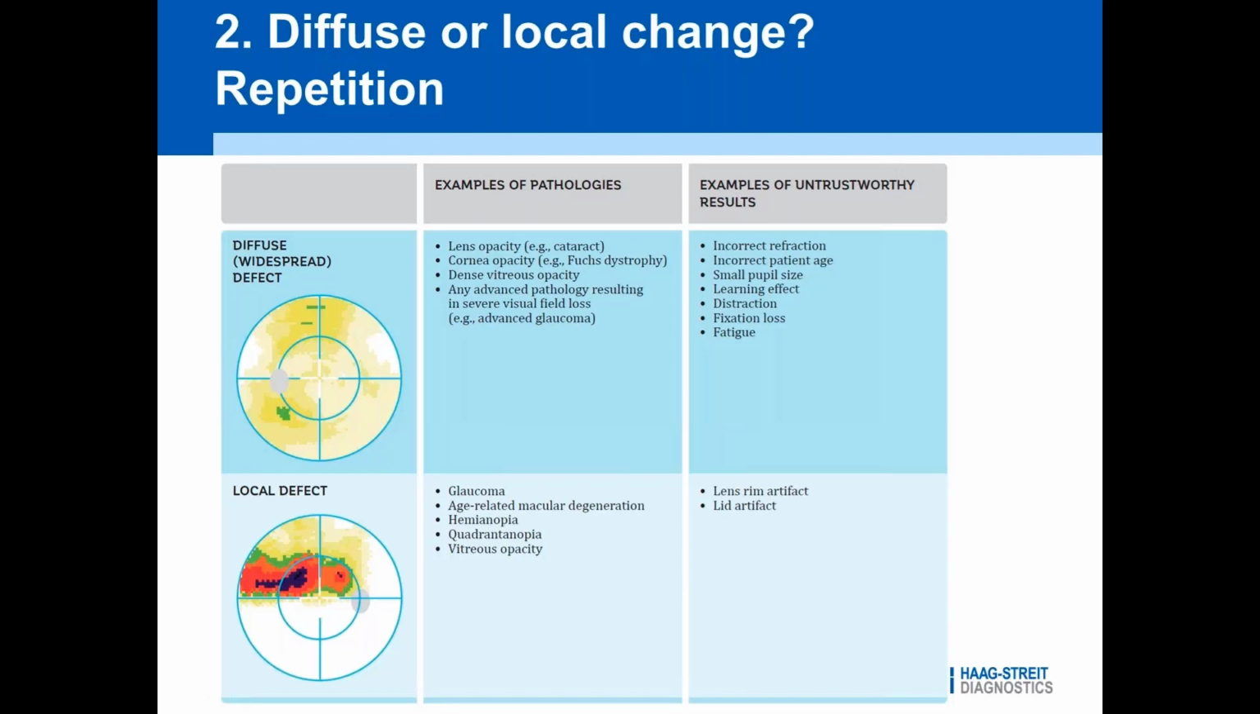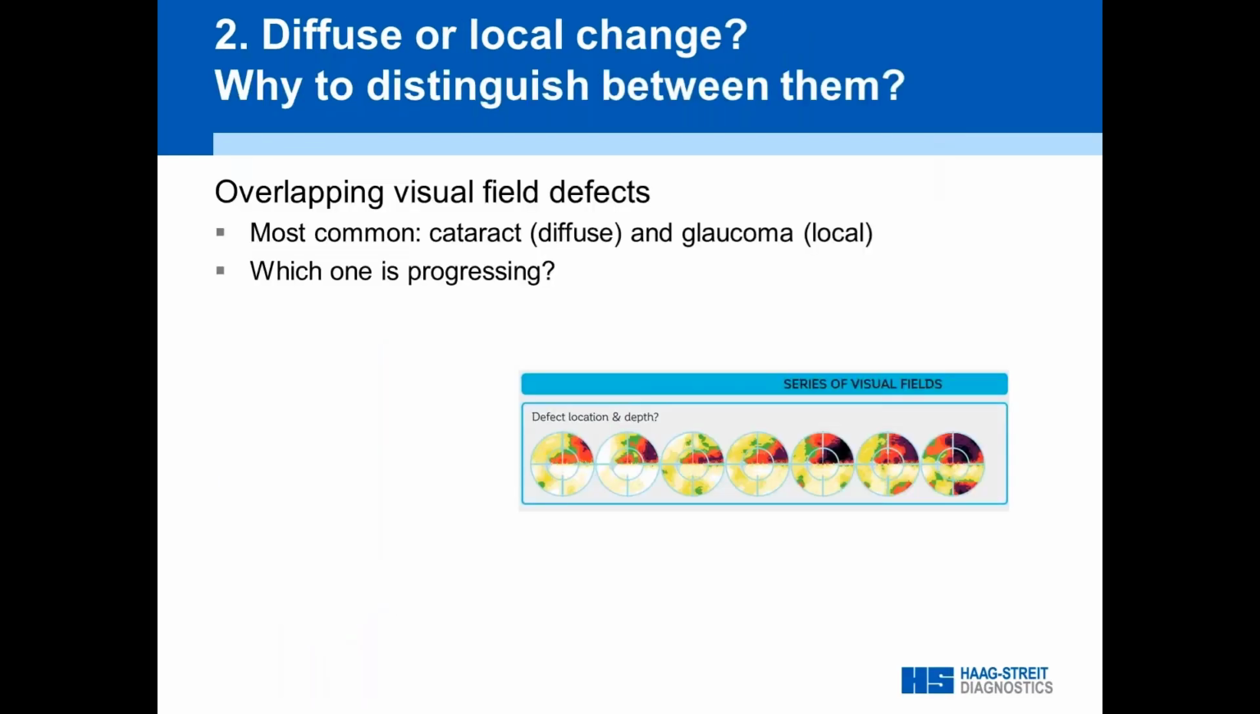And of course, a patient may have both diseases. Or you may have an unreliable field with an additional diffuse loss. So how to distinguish between these? Let me just show you some cases to make the point. The most common combination is overlapping fields, because you can have overlapping visual field defects based on two eye diseases, so patients with glaucoma and cataract.